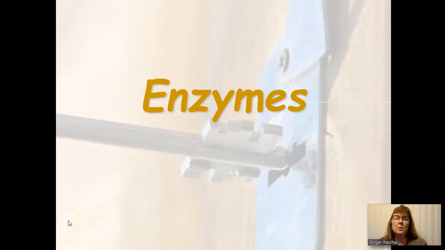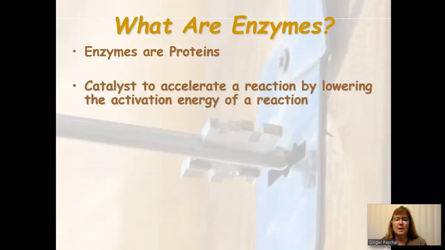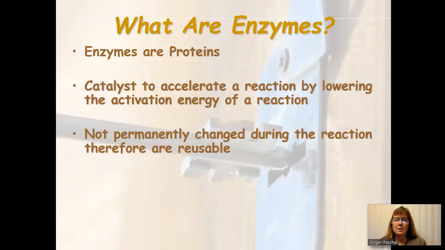In this video, I'm going to talk to you about enzymes. So let's first start by talking about what enzymes are. Enzymes are proteins, therefore they're made of amino acids. Enzymes are a catalyst. They're used to accelerate a chemical reaction by lowering the activation energy of that reaction, and we'll talk a bit about that. They're not permanently changed during the reaction, therefore they can be reused over and over and over again, hundreds or even thousands of times.